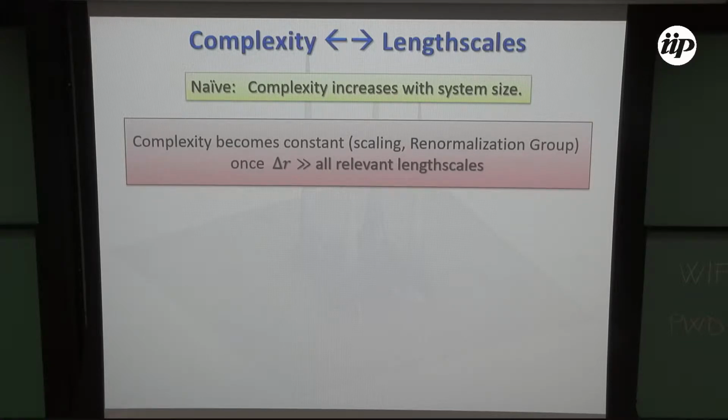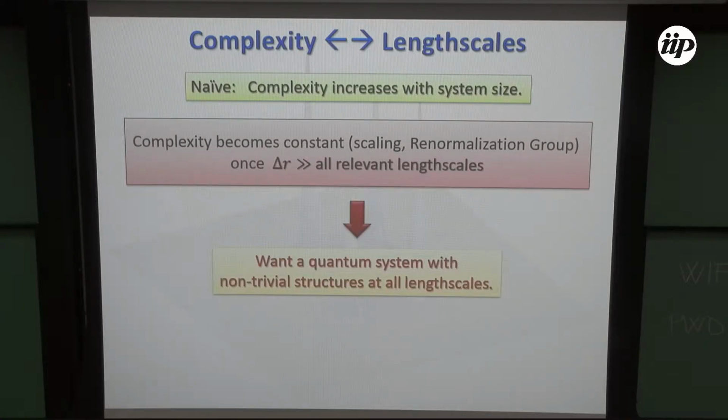That's the regime where the length scales you're now considering are much, much bigger than all relevant length scales. Or saying it another way around, if you can simulate 1 liter of water, simulating 2 or 5 liters of water is not exponentially harder, because there's nothing new coming in that scales. So if we want to make our quantum systems more and more complex, then maybe we want a quantum system with a non-trivial structure at all length scales.